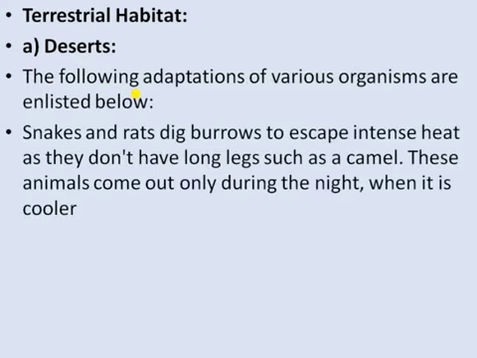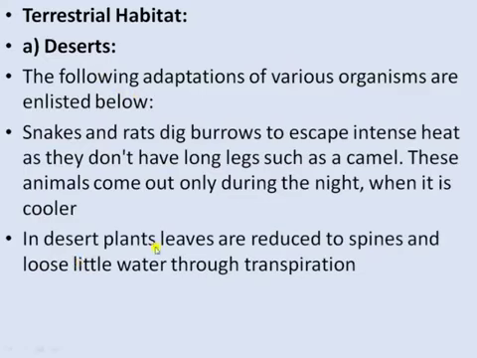First, snakes and rats dig burrows to escape the intense heat, as they don't have long legs like the camel. So these animals come out only during the night when it is cooler. Next adaptation in desert plants: the leaves are reduced to spines and lose little water through transpiration. In desert areas, the leaves of the plants are modified into thorns and spines, so they lose little water through transpiration.